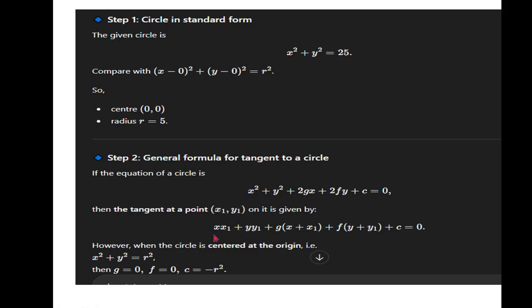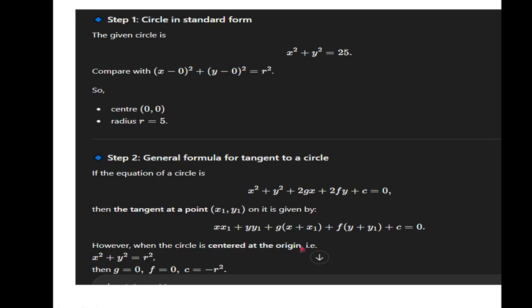Now let's take it clearly. The given circle is x² + y² = 25. Comparing, we have center at (0, 0) and r is 5. Now we are going to solve it using the general form, so this is the equation of the tangent at (x1, y1).